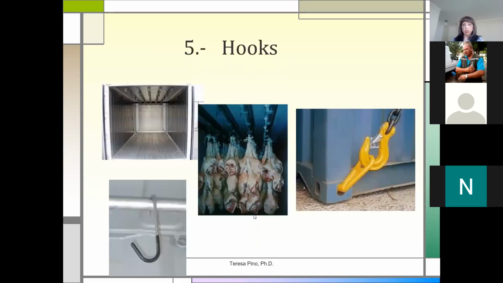Then we have the hooks. Those are the hooks, and these are the ones that refer to the containers hanging inside the container, and those are to transport meat. So they can hang the entire animal, so the entire animal is not packaged individually. They are simply held on those hooks and pushed inside.